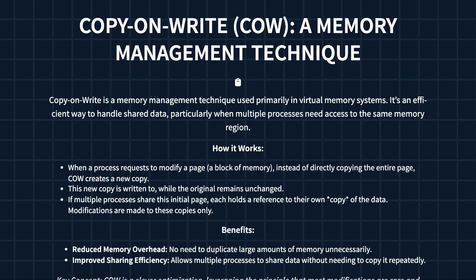So, if multiple programs are using the same piece of data, they each get their own independent copy. This means modifications only happen on those individual copies, keeping everything nice and organized and avoiding unnecessary duplication. It's really a smart way to make memory use more efficient.